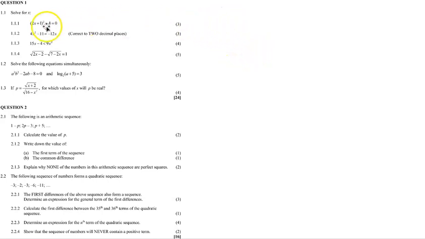So the first one we are having: solve for x. Here we are given (2x + 1) all squared minus 4 equals 0. When you look at this question, you can expand this bracket and then factorize, or you can simply transpose, since it's a perfect square, introduce the plus minus square root, and then solve for the value of x.